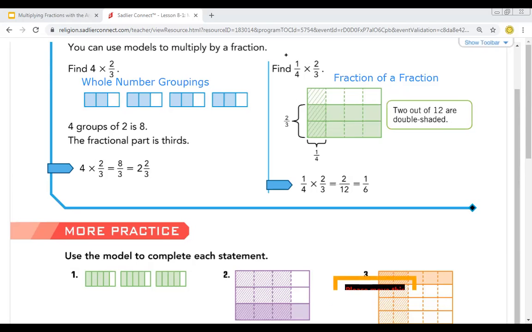Why is it called 8/3 and not just 8? There's 8 of them, yes. But why did I call them thirds and not just 8? What do you think? You have to keep the denominator. Okay, so each of these pieces that I'm counting is worth what? 1/3. So if there's 8 of those thirds, then I call it 8/3.